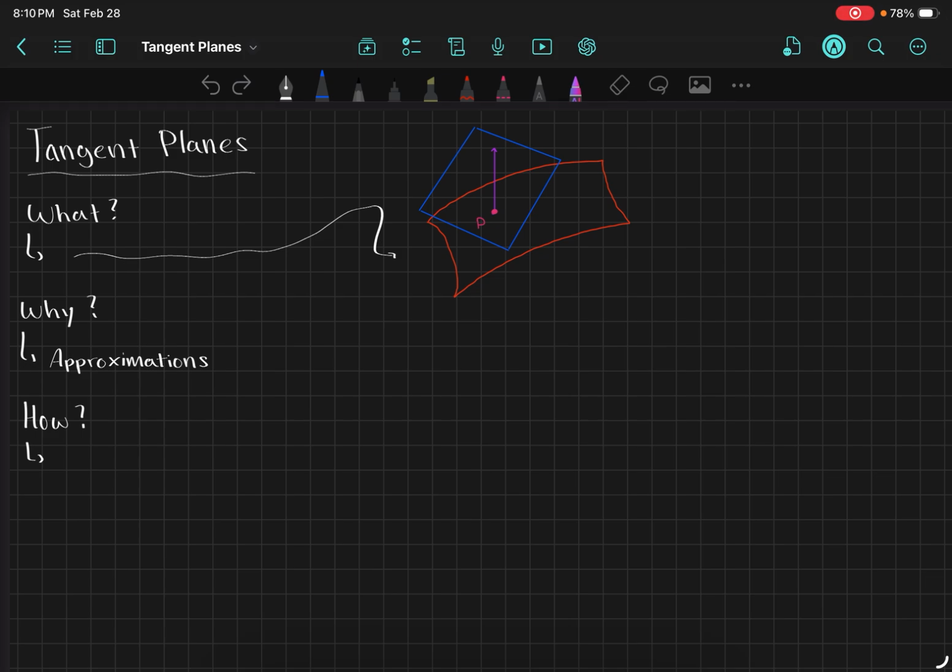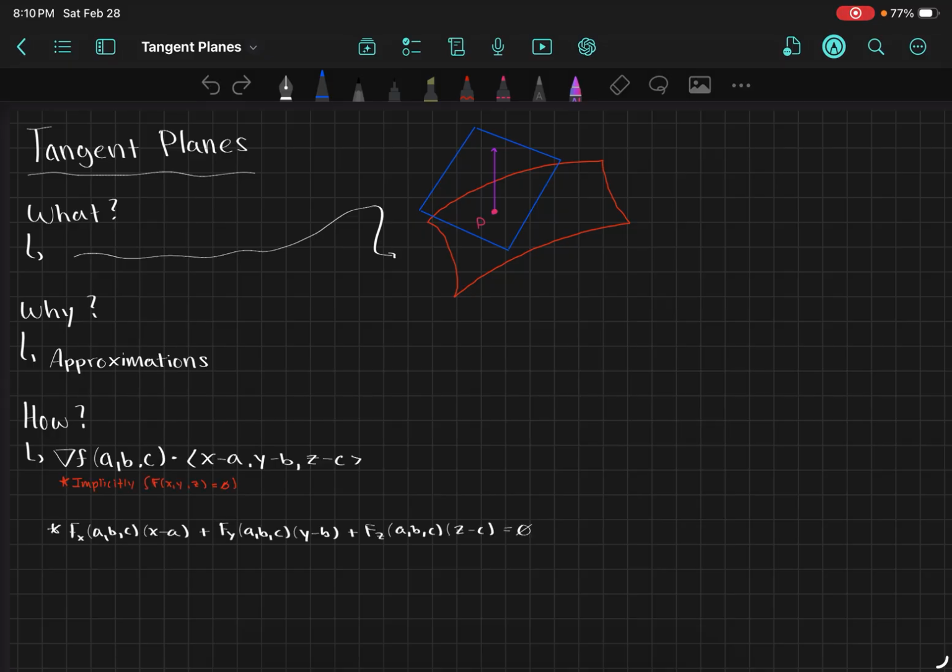And why are we doing approximations? Well, approximations are used everywhere, is the simple answer. So that's essentially why we're doing tangent planes and linear approximations, which is once again something I'll get to in the next video. So how are we doing this?